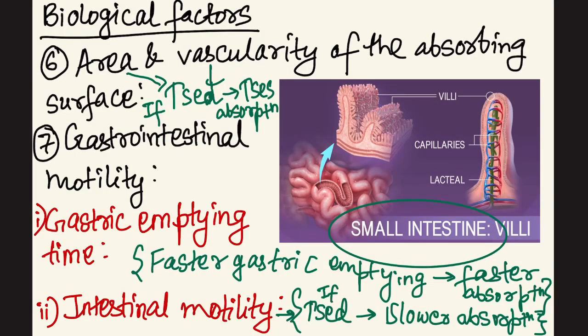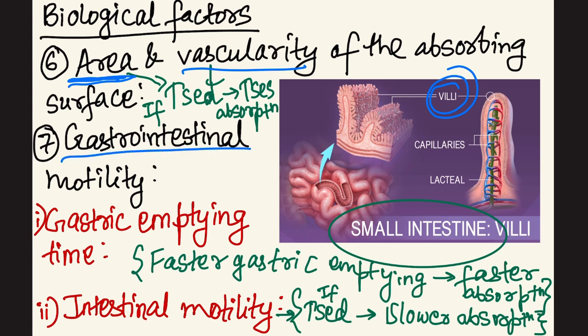Now, why is it that maximum absorption occurs mainly from the small intestine when the drug is given by the enteral route? The reason why absorption of all drugs taken by the oral route is maximum from the small intestine is that the absorption area, the area responsible for absorbing the drugs, and the vascularity are high in the small intestine. Why is it so? Because the small intestine has villi, which increase the total surface area of absorption. This is why, even if the drug is weakly acidic or weakly basic, the maximum absorption always occurs from the small intestine and not from the stomach, because the stomach doesn't have villi to increase the area of absorption.